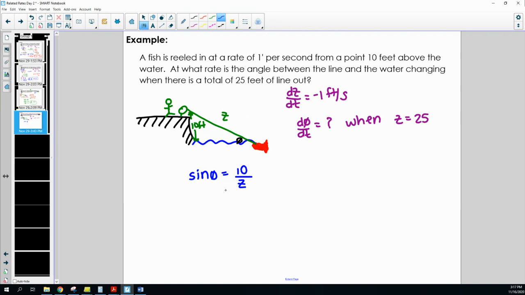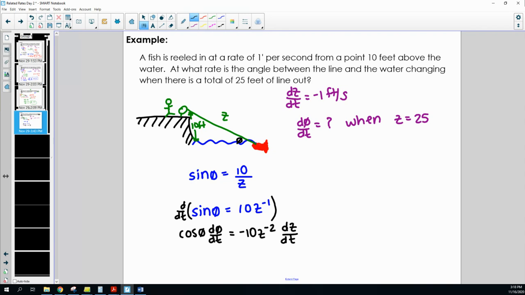To make it a little bit easier, I'm going to rewrite 10 over z as 10 times z to the negative 1. I'm just going to bring that variable up, so it'll be easier to take the derivative. Now I'm going to take the derivative with respect to time of this whole thing. The derivative of sine of theta is cosine theta times the derivative of theta, which is d theta over dt, equals, using the power rule, negative 1 times 10, which gives negative 10 z to the negative 2 times the derivative of z, so dz over dt.